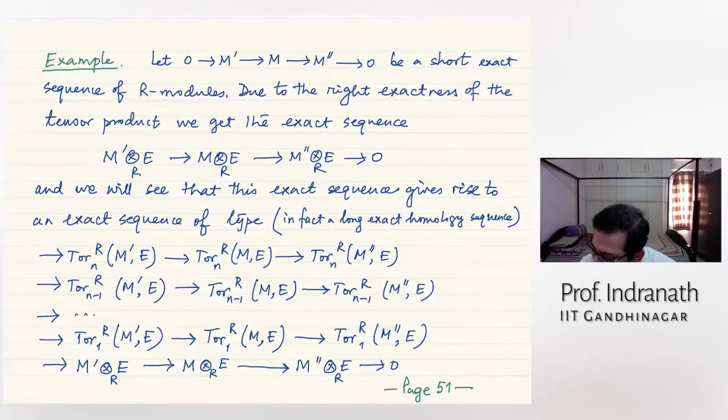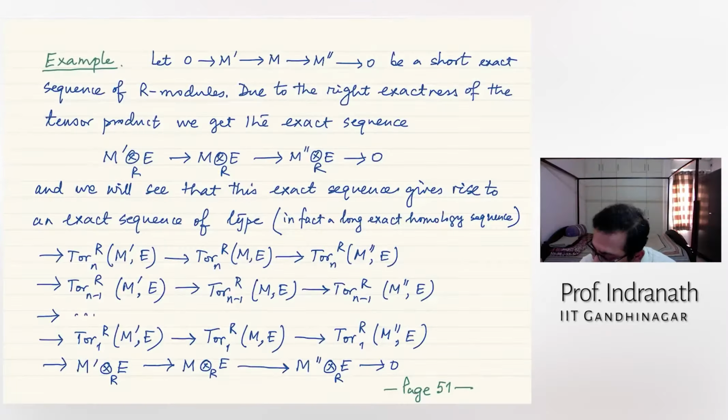You call it a homotopy provided you have this relationship between the map F minus G at each level, which is exactly equal to Hn plus 1 followed by the boundary map, plus the boundary map followed by Hn. If you add them up, you should get F minus G for each n. That is what is called the homotopy.